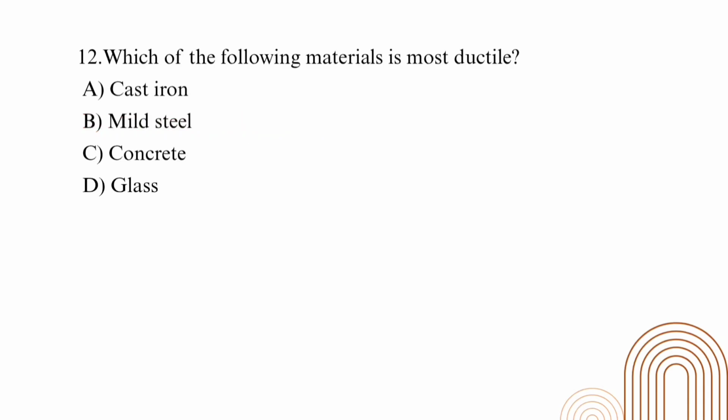Now the next question, number 12. Which of the following materials is most ductile? And options are: option A, cast iron; option B, mild steel; option C, concrete; and option D, glass. And the correct answer is option B, mild steel. Mild steel is the most ductile material.